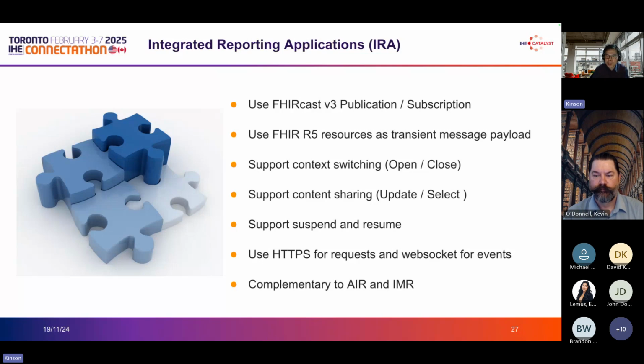Content sharing is using 2 other messages, update and select. Update, basically, you contribute new contents. For example, there's an imaging selection that you incorporate some markups and annotations, or new observations coming from AI applications. Those new contents can use the update message to share with all the other applications in the session. Select is to bring certain content already in the hub up into focus.